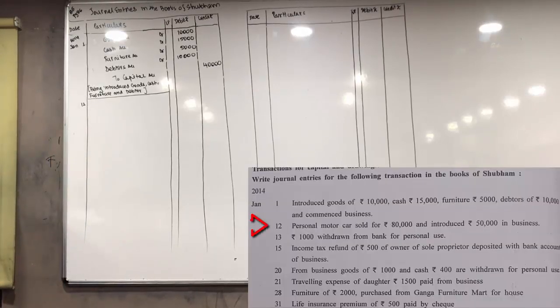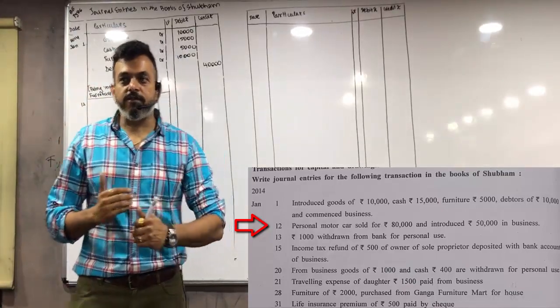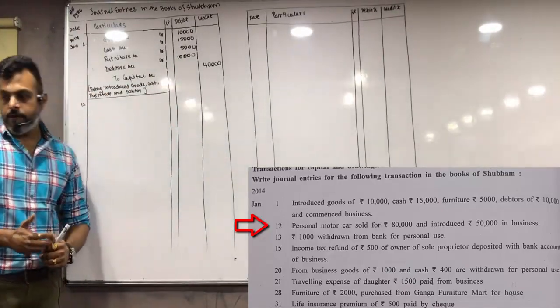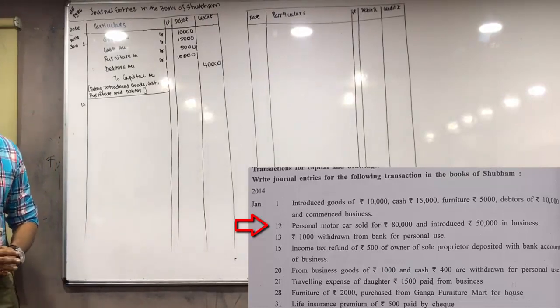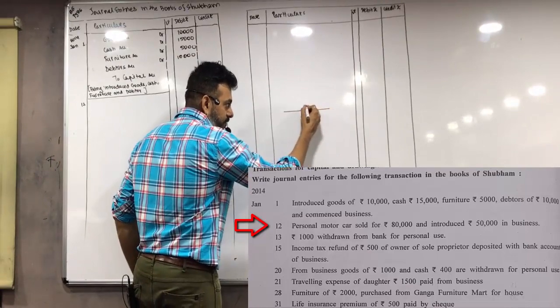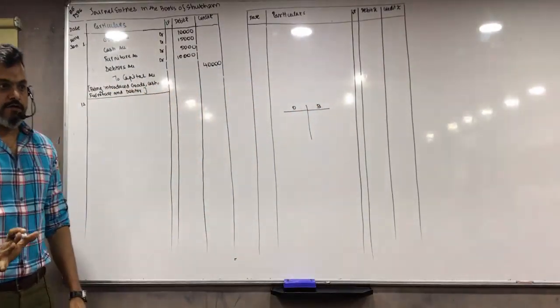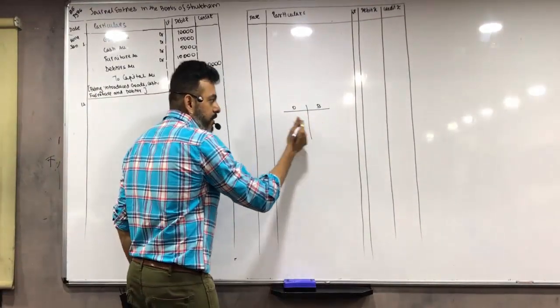Transaction number 12. Personal motor car sold for 80,000 and introduced 50,000 in the business. So we have to record this transaction with what amount? 80,000 or 50,000? 50,000. Pay attention, whenever owner and business related transactions come, if there is any confusion, you make this table.